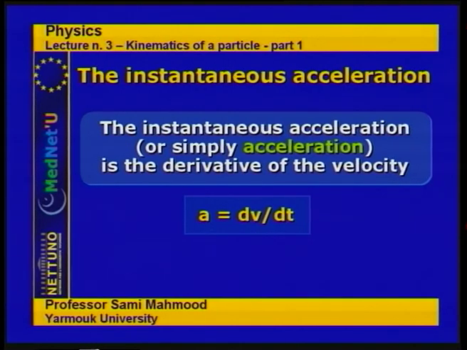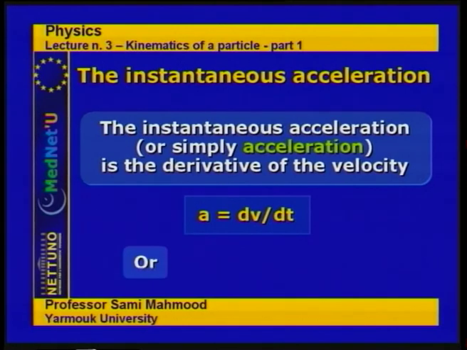The average acceleration is delta v over delta t. If we take the limit as delta t goes to 0, then the instantaneous acceleration is the limit of delta v over delta t as delta t goes to 0, which is the derivative of v with respect to t. Then that means the instantaneous acceleration, or simply the acceleration, is the derivative of the velocity with respect to time.